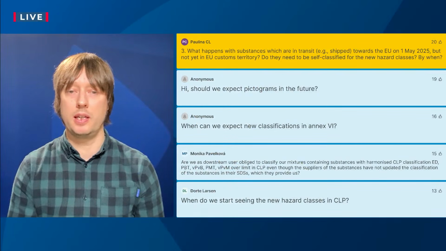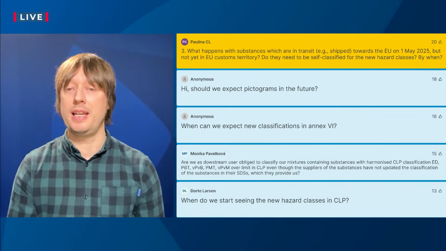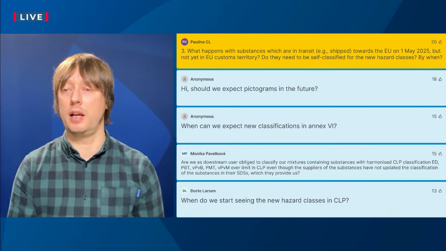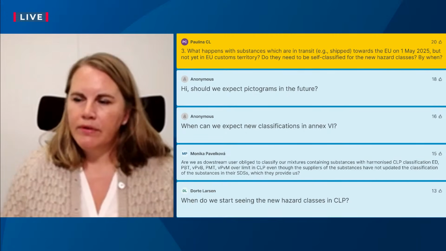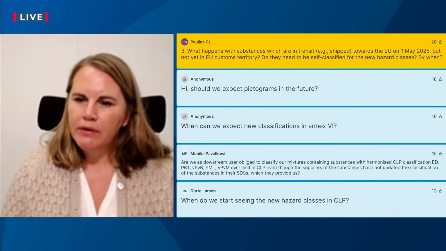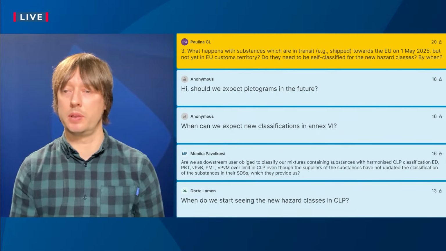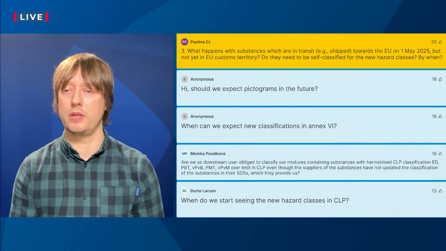Moving on. What happens with substances which are in transit, e.g. being shipped towards the EU on the 1st of May 2025, but not yet in EU customs territory? Do they need to be self-classified for the new hazard classes, and by when? And that one is for Stina. Thank you, Simon. Again, very good and important questions, but we have to look further into this and come back to the answer in writing. Thanks. Yeah, indeed, a complex matter. We can better provide responses in the written responses sheet. So thank you, Stina.